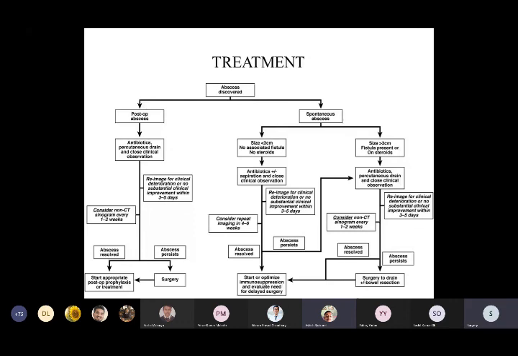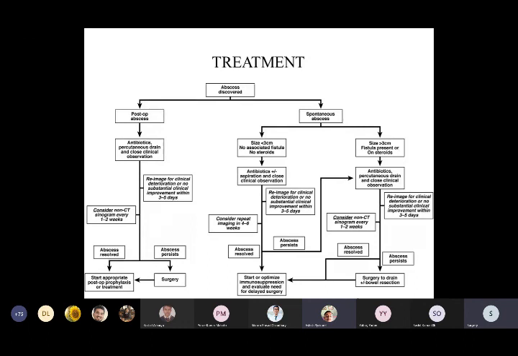In case of spontaneous abscess, if the size is less than 3 cm, not associated with fistula, and there is no history of steroid use, then antibiotics with or without aspiration and close clinical observation, and reimage for clinical deterioration or lack of substantial clinical improvement within 3 to 5 days. If the abscess resolves, then start or optimize immunosuppressants and evaluate the need for delay in surgery. If the abscess persists, then we go for the algorithm as described.